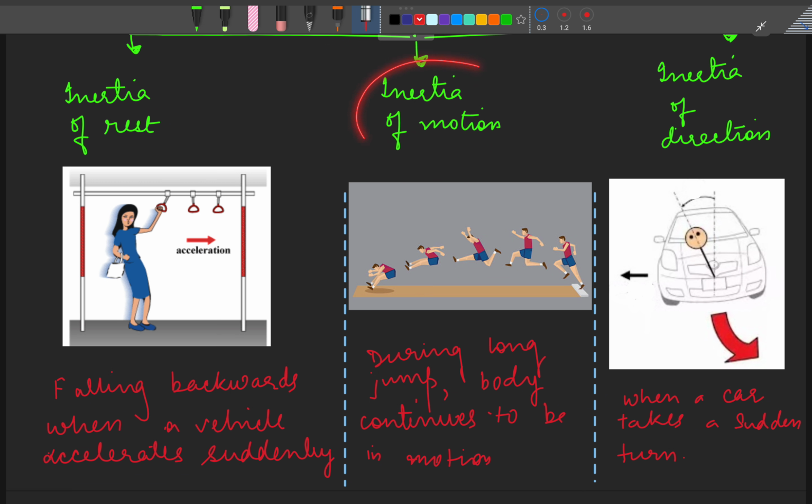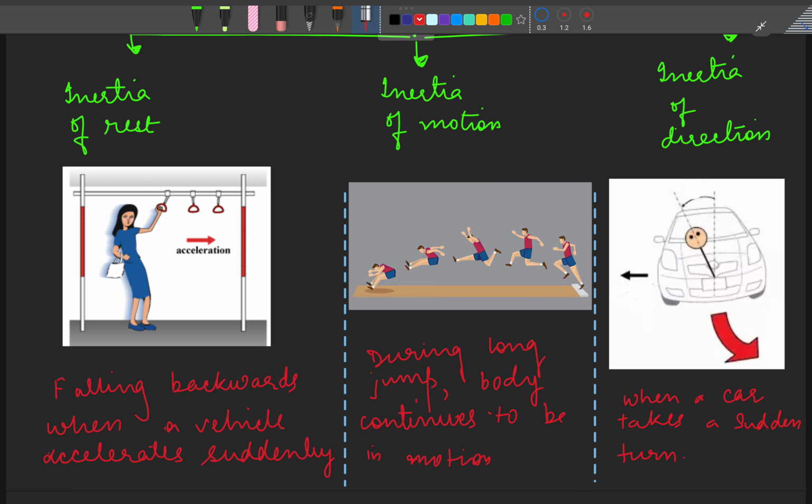Clear? What is inertia of motion? Again, if a body is moving in a uniform motion, it will continue to be in motion unless an external force is applied on it. The best example of this is a pendulum. If you put a pendulum in vacuum when there is no air friction, and then you bring it to one side and leave it, the pendulum will keep going on and on till eternity. It will never come to a stop, right? That is inertia of motion, that once it is in motion, unless you apply external force, it will continue to be in motion.